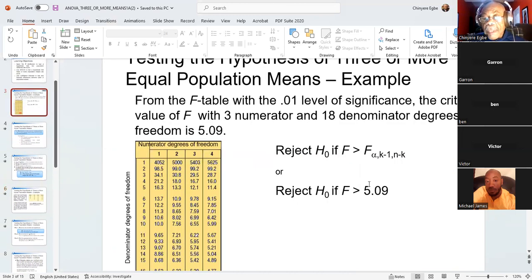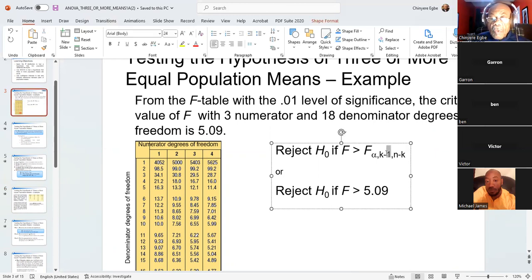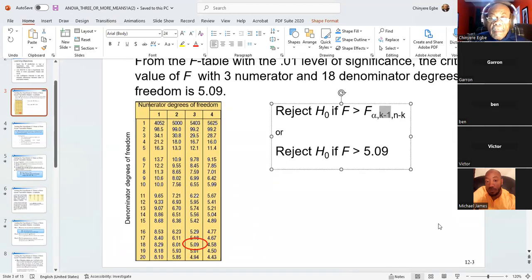Okay, N minus K. So there are four different populations, and altogether you have a sample of 22. They don't have to be equal sample sizes. So 22 minus 4 gives you 18. And then K minus 1 is 4 minus 1, which gives you 3. And that is why we have 3 and 18. The numerator will be 3 degrees of freedom, and the denominator will be 18 degrees of freedom.